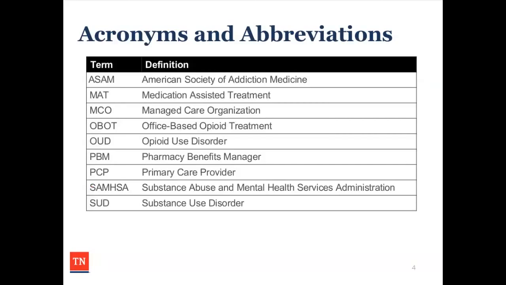Just to level set, we know at TennCare we use acronyms left and right, so here are a couple of key ones that we will use multiple times throughout the program today. MCO is our managed care organizations. OUD is opiate use disorder, OBOTs are office-based opioid treatment facilities, and MAT is medication-assisted treatment. Just to make sure that we're all on the same page.